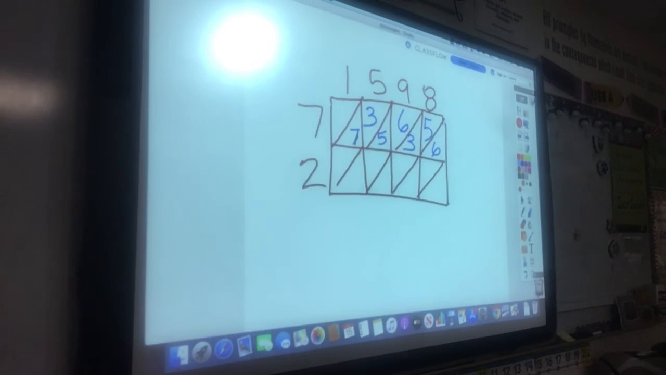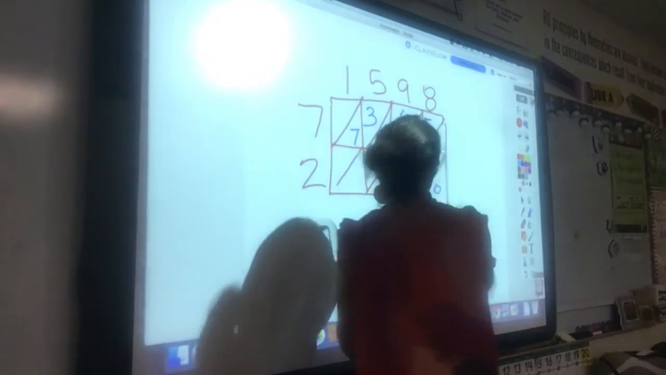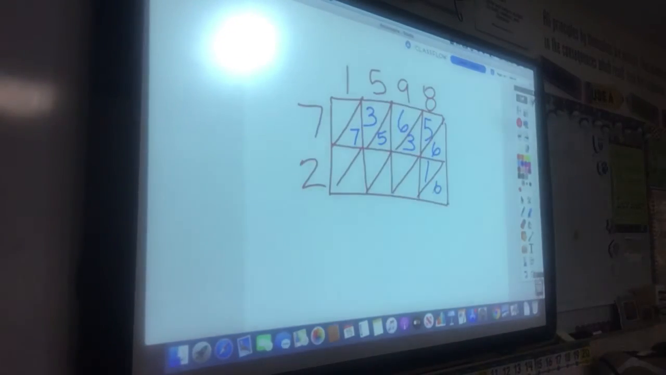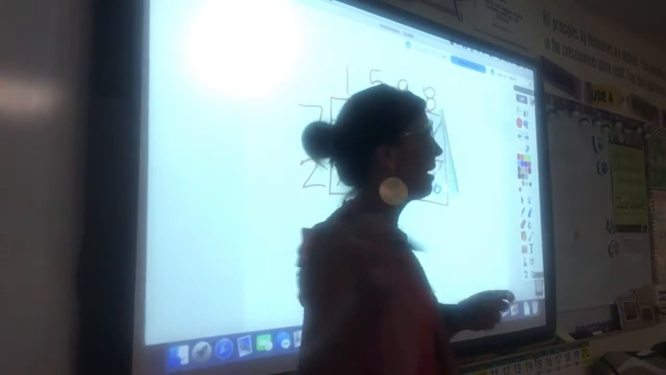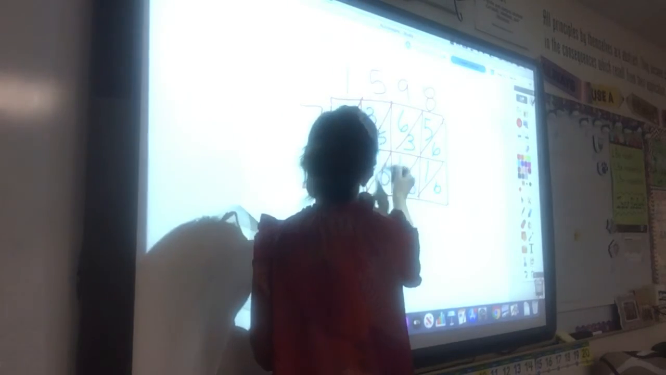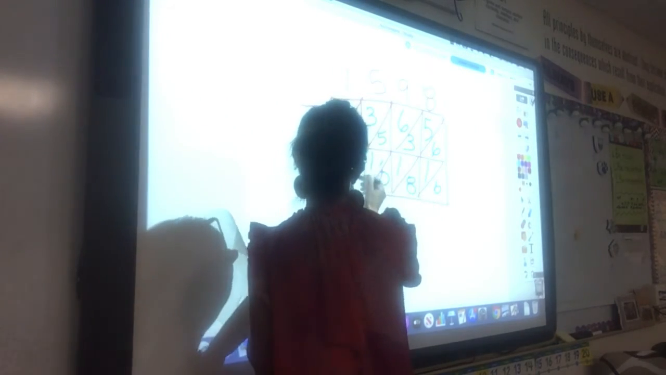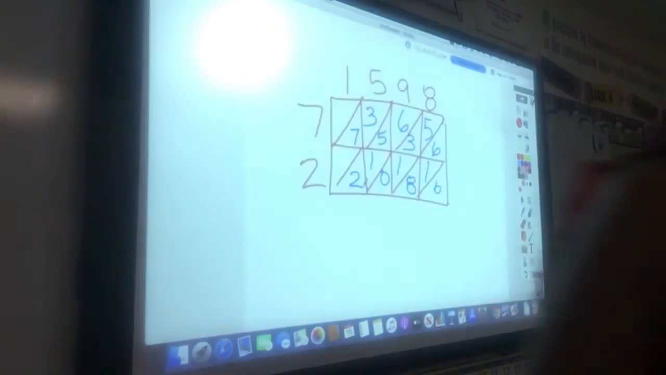Okay, and then the next row, we have 8 times 2. 16. And then we have 9 times 2. 18. And then we have 5 times 2. 10. And then we have 2 times 1, which is 2, but it's got to go in that bottom half.